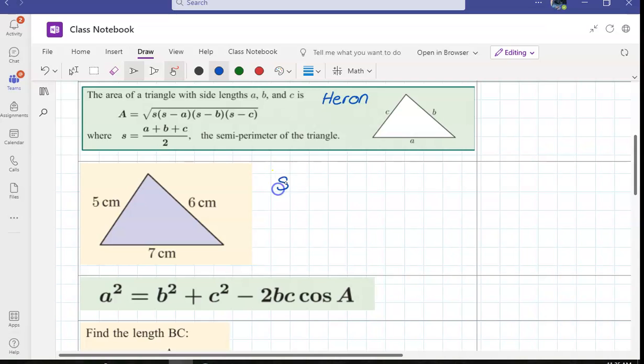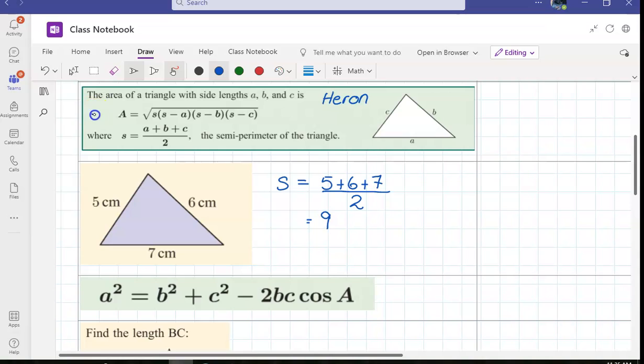All right, so we'd go S. First thing we had to do would find S, so that's just adding up your lengths. So 5 plus 6 plus 7. What do we have to divide by? It says 2. So we do that. What do we got? 11 plus 7, 18. Divided by 2 is 9.